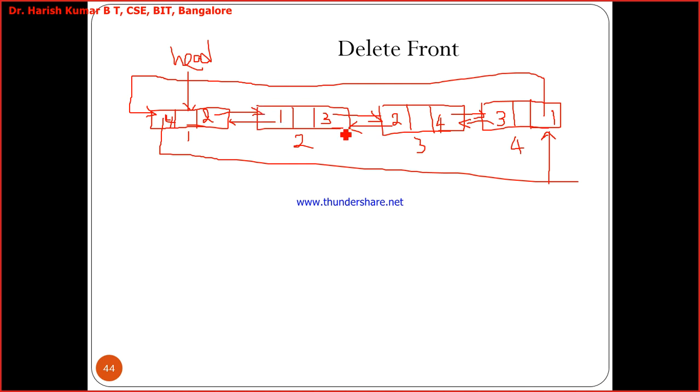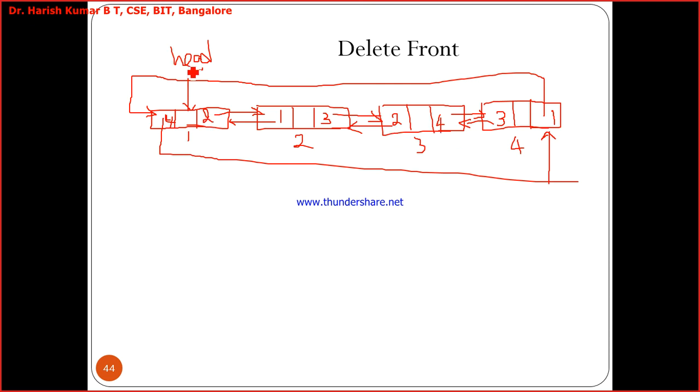Now to delete this, what are the changes I've got to do? Tell me. To delete from the front, this is the first node now, excluding the header node. Now I want to delete this. See here, if I'm deleting this, the right link of the header is right now storing the address of this node. Instead of this 2, I need to write over here 3.